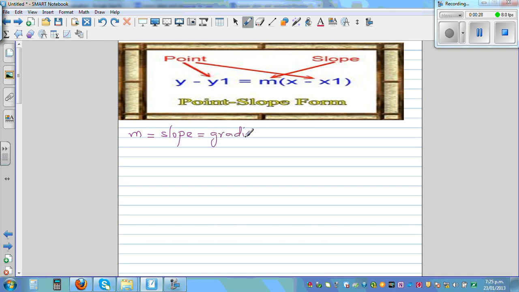Now, gradient is rise over run, or change in y over change in x. So m can also be written as, if you've got 2 points, y2 minus y1 over x2 minus x1, where x1, y1 and x2, y2 are the 2 points. So how can we prove this formula? This is a well-known formula.